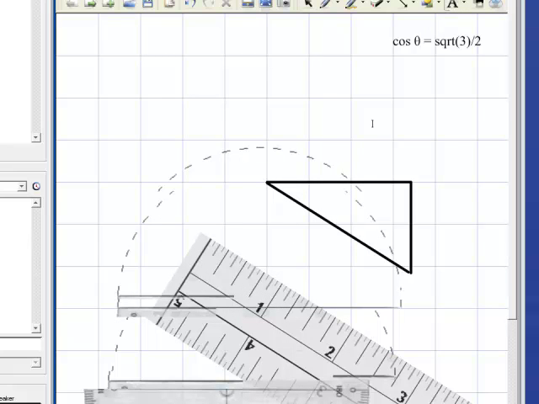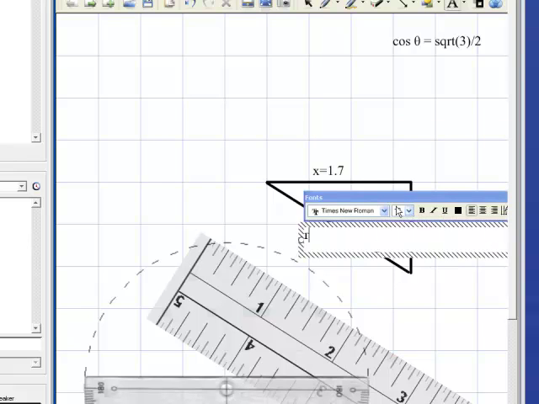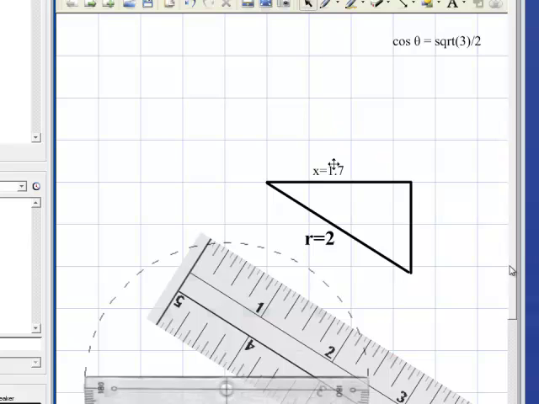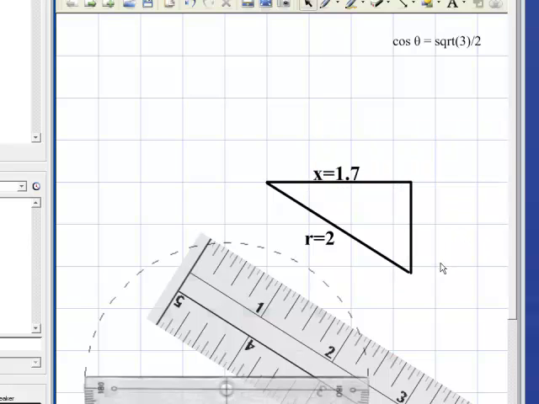So here what we have is x equals the square root of 3, which is roughly 1.7. And here we have r equals 2. I don't know how well this shows up, so I'll make it a little larger. There we go. All right. And then y over here.